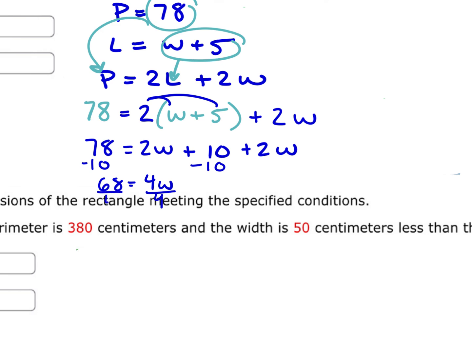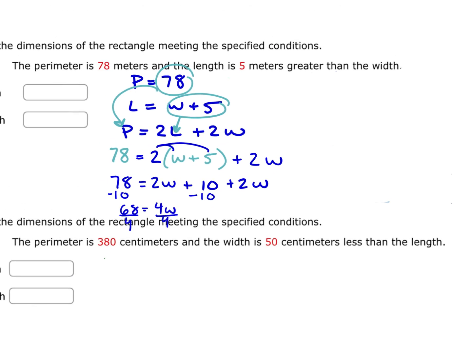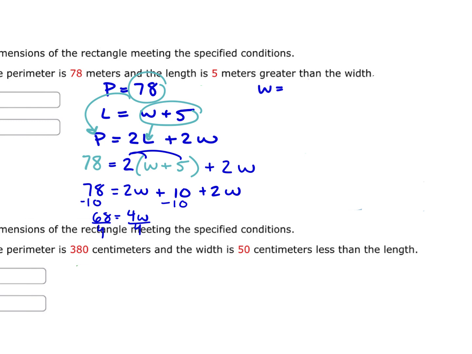Divide by 4. So W equals what? Awesome, 17. So we found the width. Let's find the length. What do we do to find the length? W plus 5. Awesome. We're going to plug that into our W. So L is equal to 17 plus 5. So what does our length equal? 22. 17 what and 22 what? What are we talking about here? Meters. Meters, perfect. 17 meters and 22 meters.